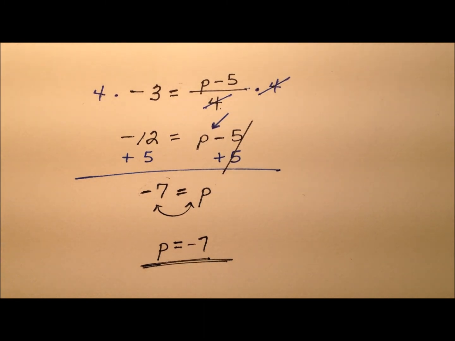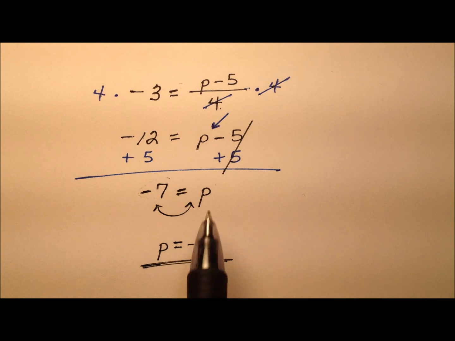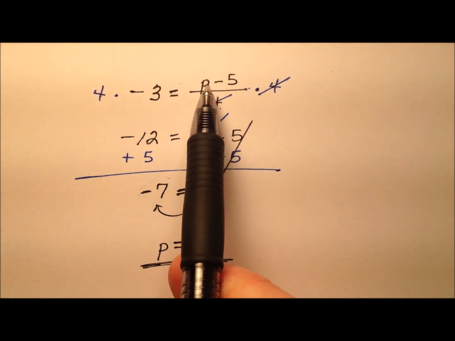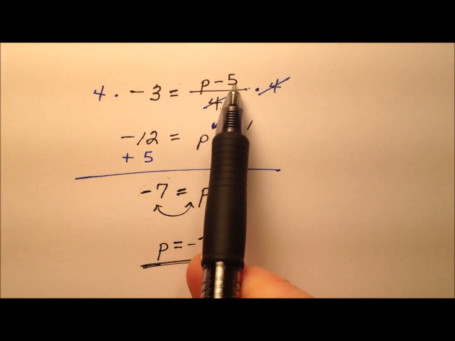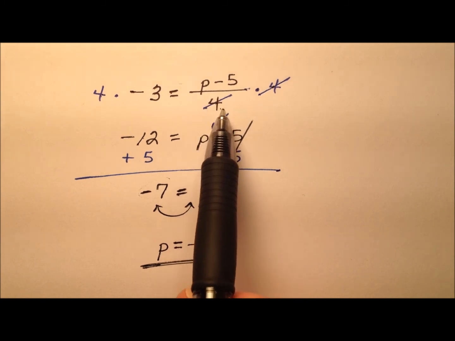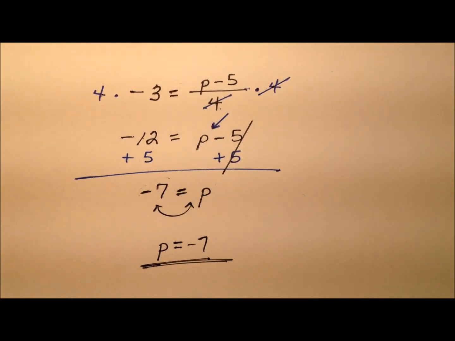If we were to go ahead and plug it back in just to check to make sure, we would plug negative 7 in for our value p. Negative 7 minus 5 is negative 12. Divided by that 4 is indeed negative 3. So we see that this works out. So that's the solution for this equation.